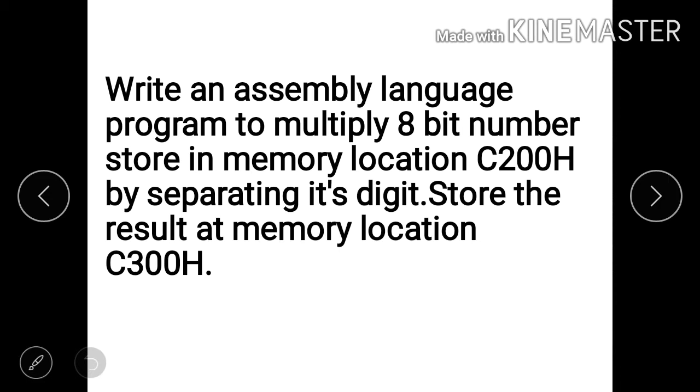Here we have to mask off the LSB and MSB of the number stored in location C200H, and it will be converted into two nibbles or two digits. After that we have to perform the multiplication operation on them, and store the result into memory location C300H.